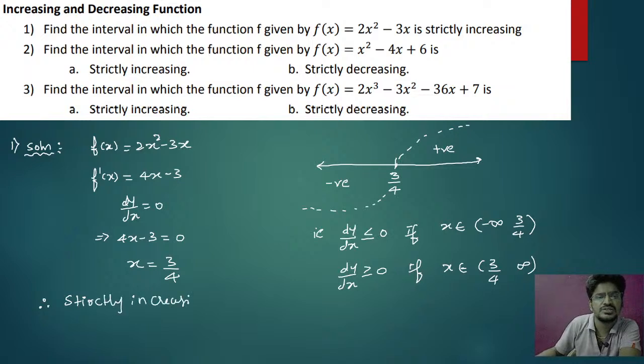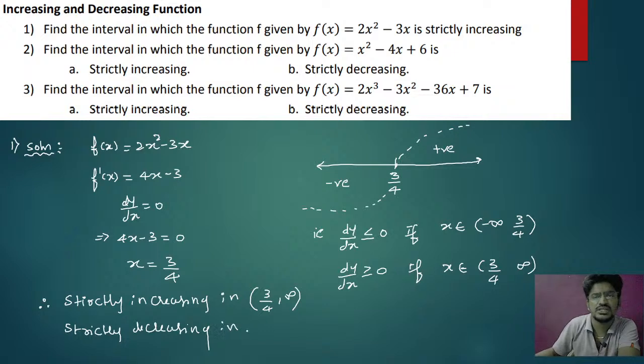increasing in open interval 3 by 4 comma infinity and strictly decreasing in minus infinity comma 3 by 4. Okay. Minus infinity comma 3 by 4. Clear? This is the solution.